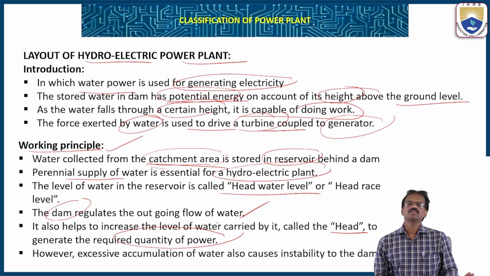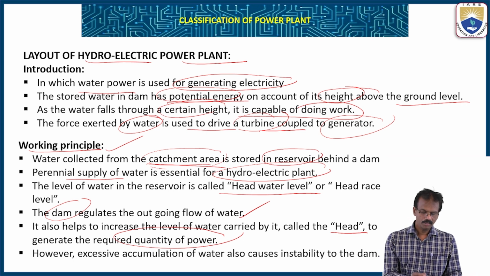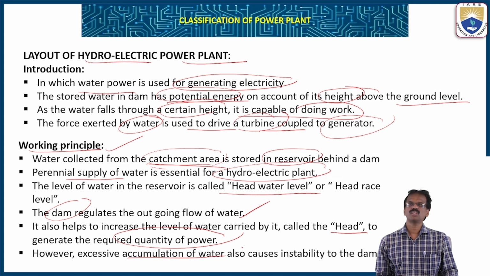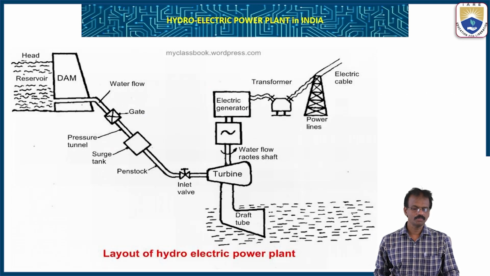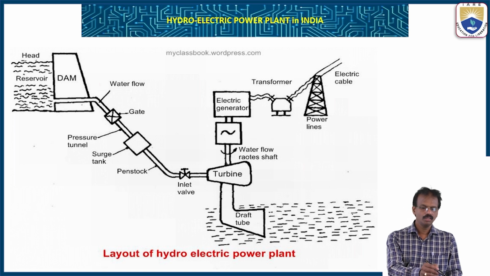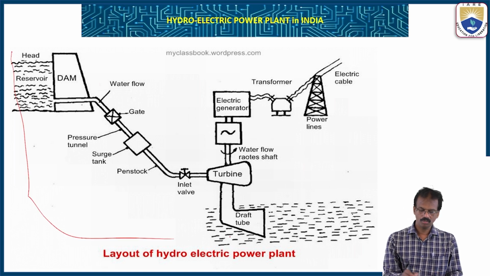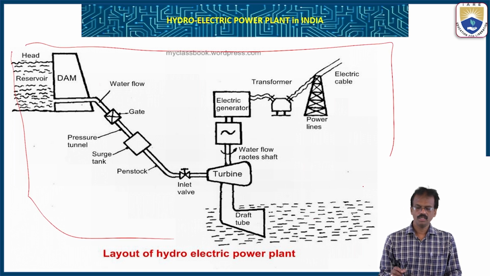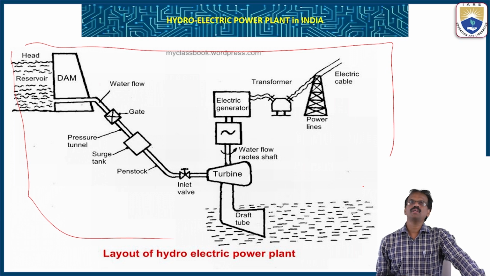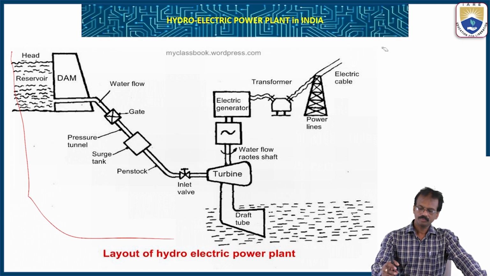Next, however, excessive accumulation of water also causes instability to the dam. So excessive water is released through some systems. This is the layout of a hydroelectric power plant. You can see.